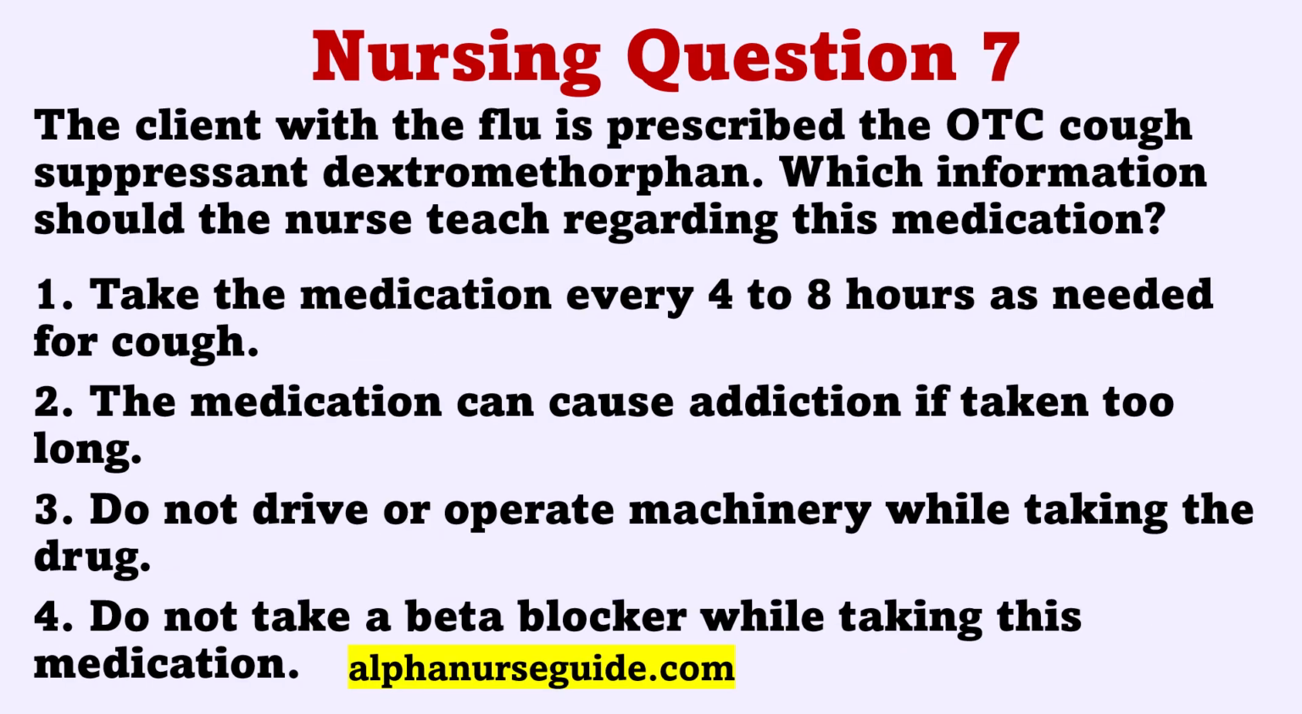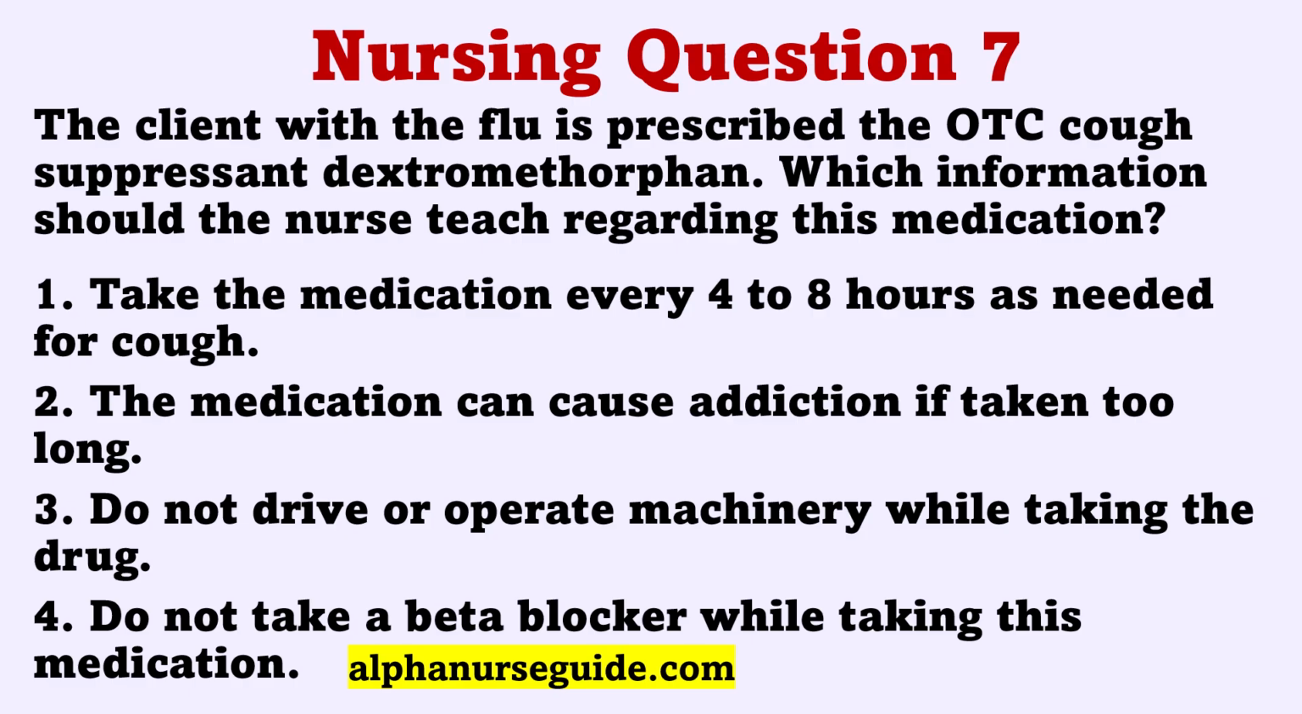The client with the flu is prescribed the OTC cough suppressant dextromethorphan. Which information should the nurse teach regarding this medication? 1. Take the medication every 4 to 8 hours as needed for cough. 2. The medication can cause addiction if taken too long. 3. Do not drive or operate machinery while taking the drug. 4. Do not take a beta blocker while taking this medication.